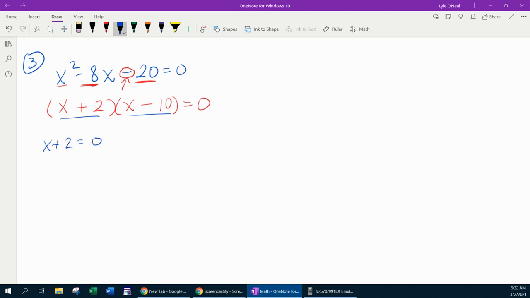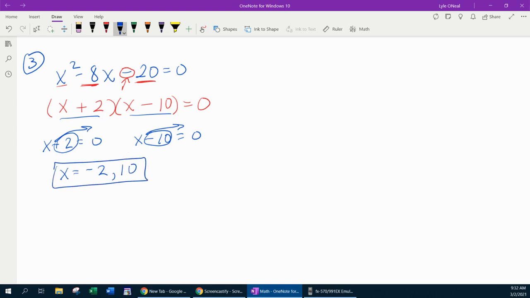So x plus 2 equals 0, x minus 10 equals 0. Super easy from here. Moving the numbers over gives us x is negative 2 and positive 10. And that is done. And we are going to do one more example of factoring so that I get to illustrate my 3R method for factoring trinomials with a lead coefficient.